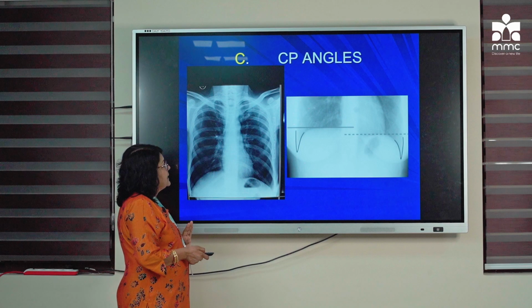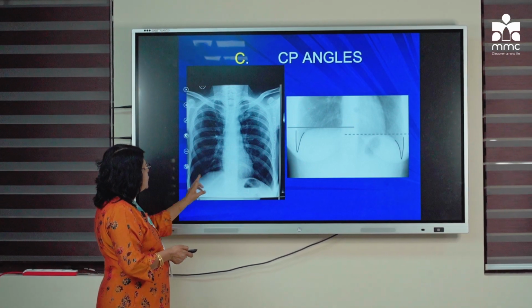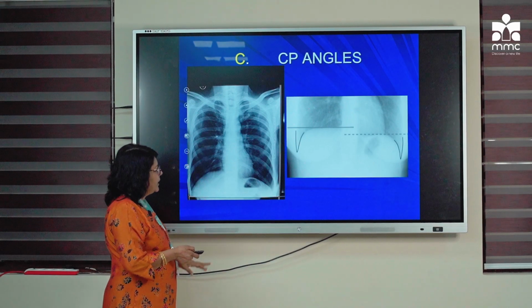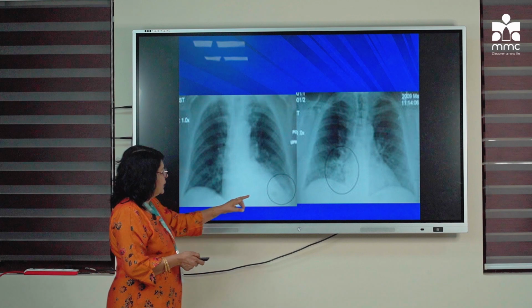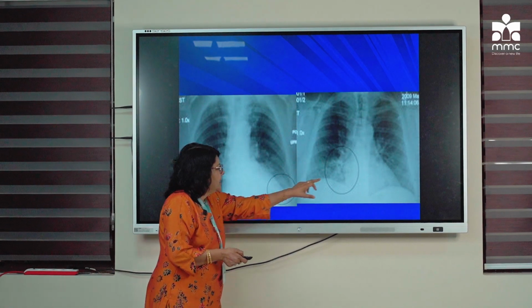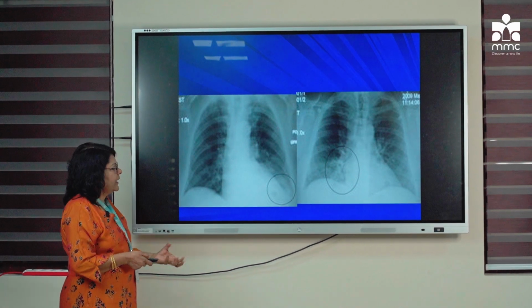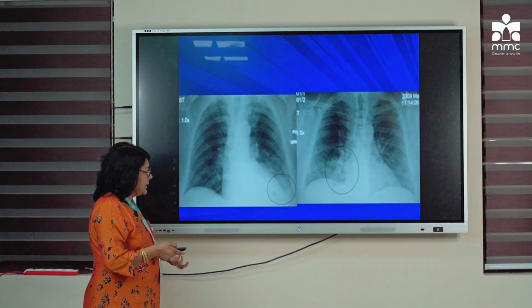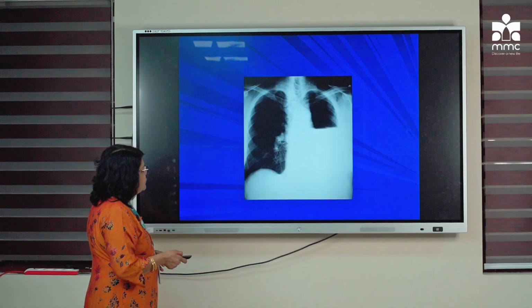Coming to the C, that is the CP angles, that is the cardiophrenic angle and costophrenic angle, both should be sharp. If there is blurring or blunting, it indicates there is some pathology in these angles. So you can see the left CP angle here is blunt, the right cardiophrenic is blunt, indicating a pathology. Mainly white means fluid or cellularity, indicating a mass. So in this case the patient had infection, so it was a case of pneumonia.